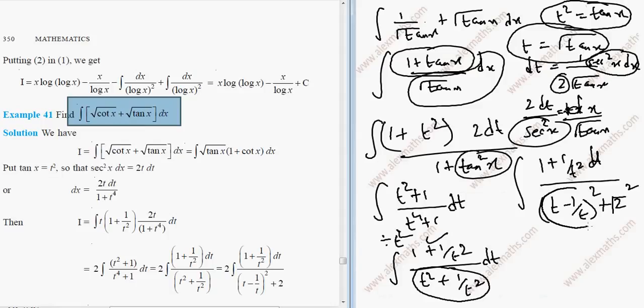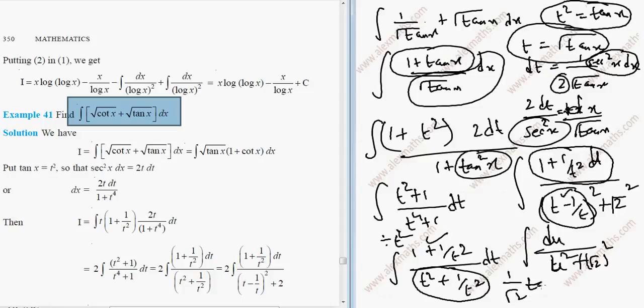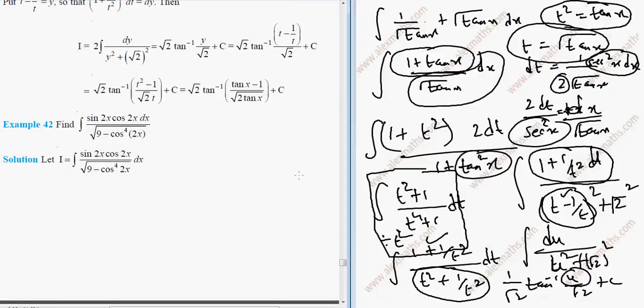Now this term, if I take it as u, this will become du. That's why purposely I am choosing a minus sign here. So this will become du by u square plus root 2 whole square. Now this is of the form 1 by a tan inverse x by a plus c. Replace the u, then replace the t. That's all. So when this form of expression comes, remember that we have to divide by t square both numerator and denominator.